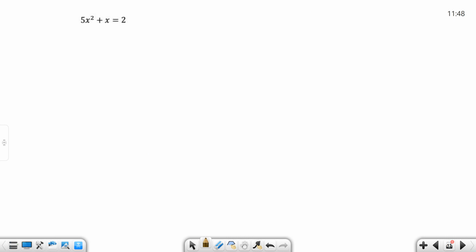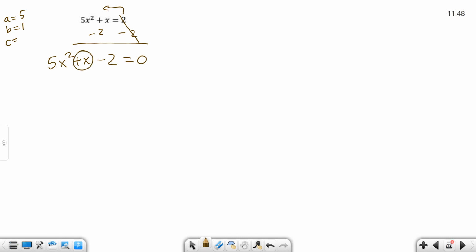So let's look at this one here. Is it equal to 0? The answer is no. So I need to move this over because I want to keep my x squared positive. So I'm going to subtract 2 from both sides. That cancels over here and gives me 0. And then I have 5x squared plus x minus 2 because descending order is the way to go. But if I try to factor that, it's not going to factor. So I need to identify A, B, and C. A is 5, right? What is B? 1. The thing times x is 1. What is C? What is the thing by itself?